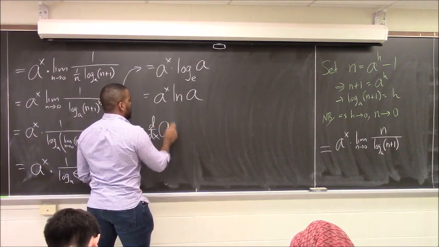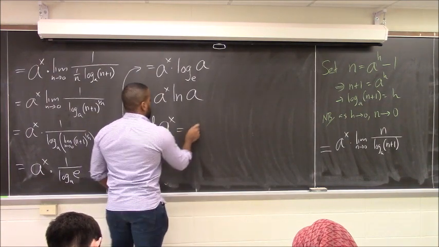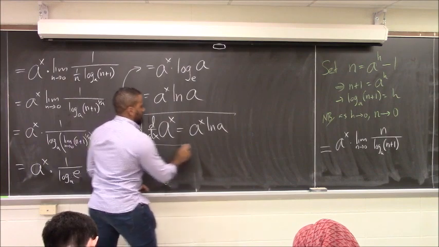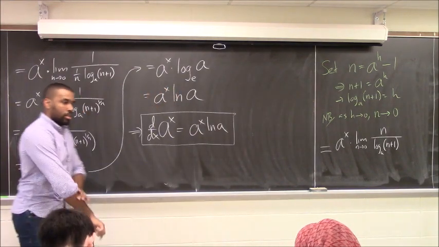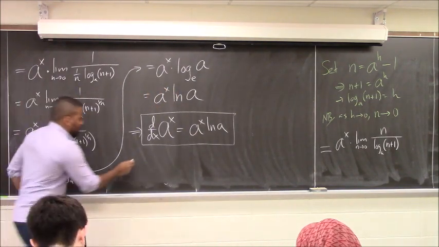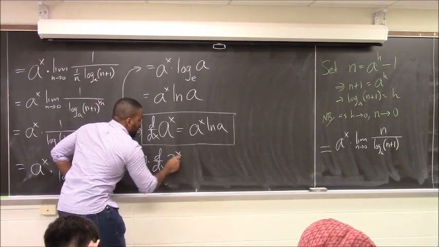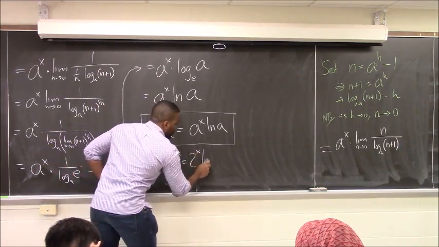That leads us to this rule. The derivative of a to the x is a to the x ln a. First thing in a box. You need to know that. So for example, if I have to differentiate 2 to the x, well, that's 2 to the x ln 2.